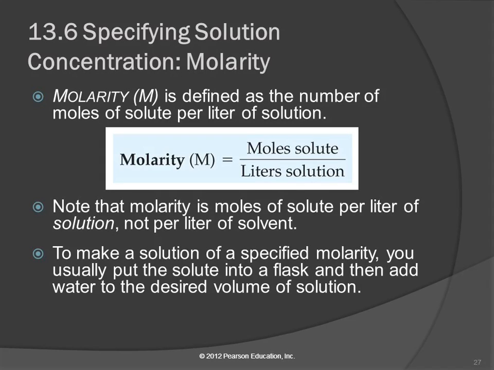Section 13.6, this is the concentration that is used most frequently in chemistry. It's molarity. Molarity is defined as the number of moles of solute per liter of solution. So there's the equation right there. Molarity, and the abbreviation is a capital M, moles of solute per liters of solution. Just like with the percent by mass, it's the liters of solution, not the liters of solvent. It's the volume of the whole solution, and it has to be in liters, and the amount of solute has to be in moles.